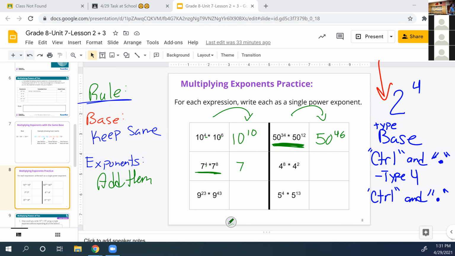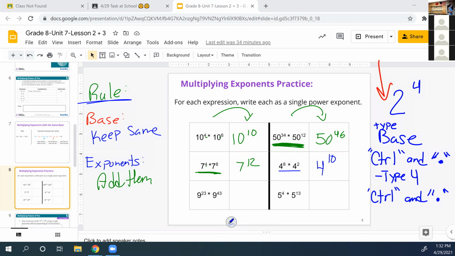Our base is going to stay 7, and then we add those two exponents. So what's our new exponent number going to be here? Very good. It's going to be 4 plus 8, which gets me 12. Very nice. Next one here, 4 to the 8th times 4 to the 2nd. Our base is going to be 4, and then we add those two exponent numbers, 8, 9, 10. Very good, Courtney, to the 10th power.